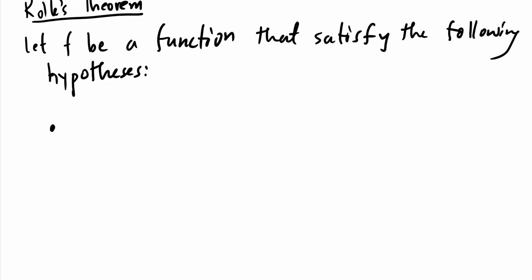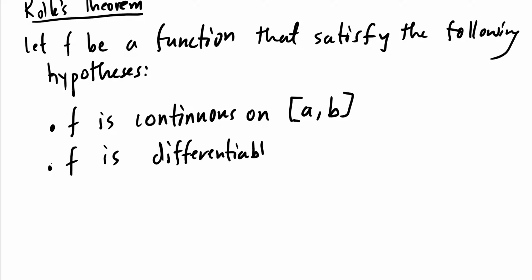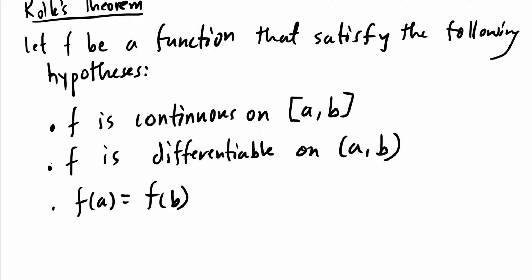First one, f is continuous on the closed interval [a, b]. It's very important to see these conditions. It must be continuous on the closed interval [a, b], so that means including the endpoints a and b. f is differentiable on the open interval (a, b), so we don't care if it's differentiable at the endpoints or not. And the last one, f(a) equals f(b). These are the three conditions.